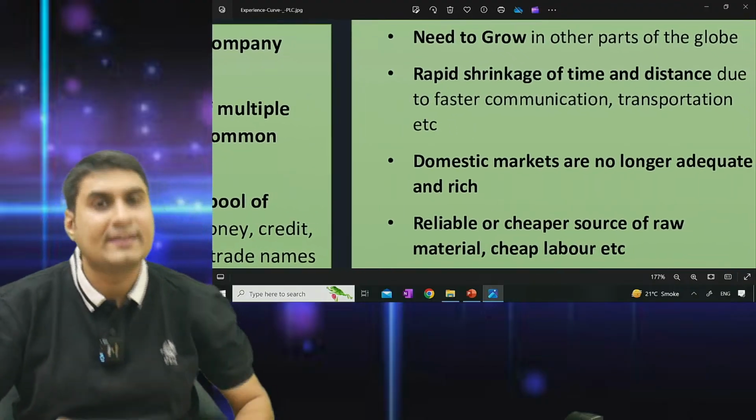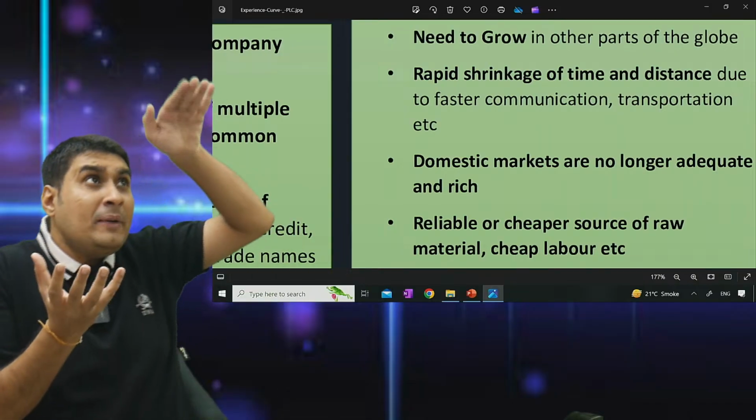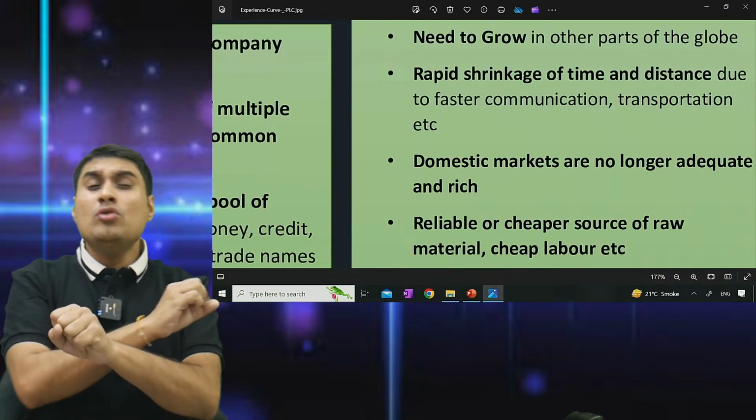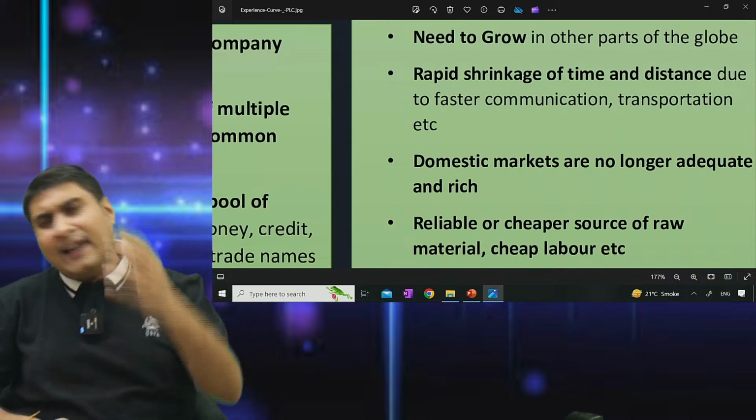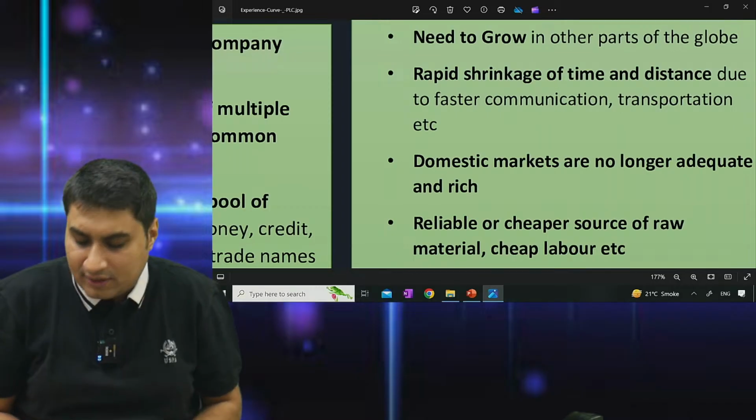Let me learn 4 points. Very simple. Why will I go global? 4 points. Need to grow. Rapid shrinkage of distance and time. Domestic markets are no longer adequate and rich. Reliable or cheaper raw material and labor. Learn till here.